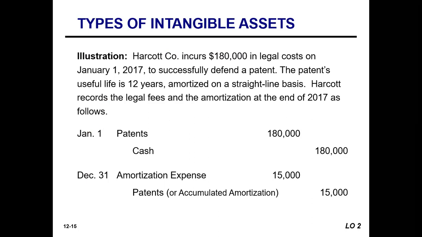So again, when we have to spend the $180,000 to defend the patent, we're going to capitalize that. So we're debiting patents, crediting cash. And then if we're dividing this $180,000 over 12 years, then we are going to amortize $15,000 a year. So debit amortization expense, credit accumulated amortization, or the patent account directly as shown here.